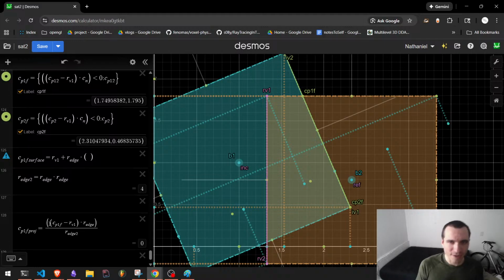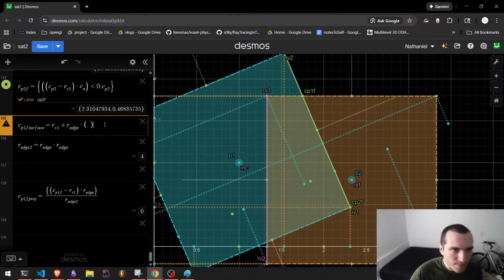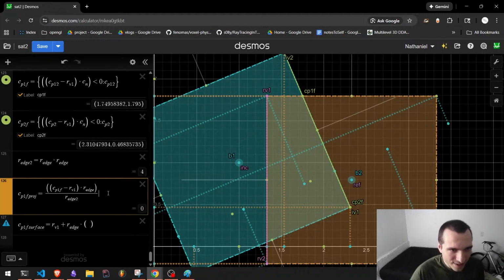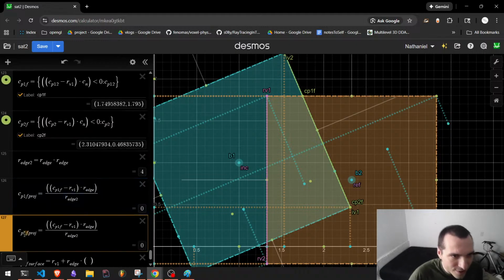I don't think, oh no, that is right. Yeah, that is right. It's 0 because CP1F is here, and that lines up with exactly the start of the reference edge. And we'll do the same for the second clipped surface point, CP2F.